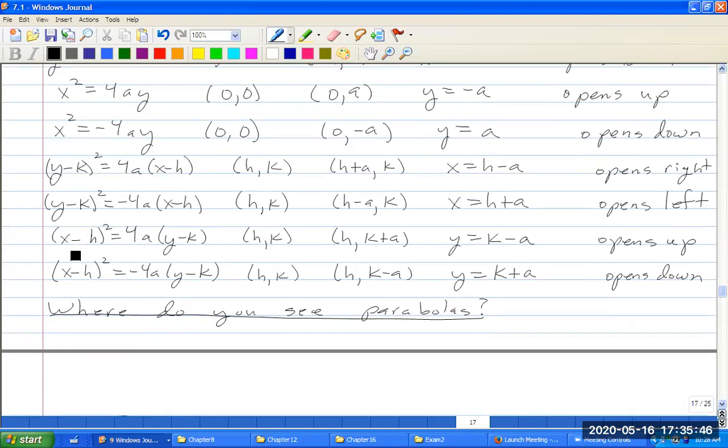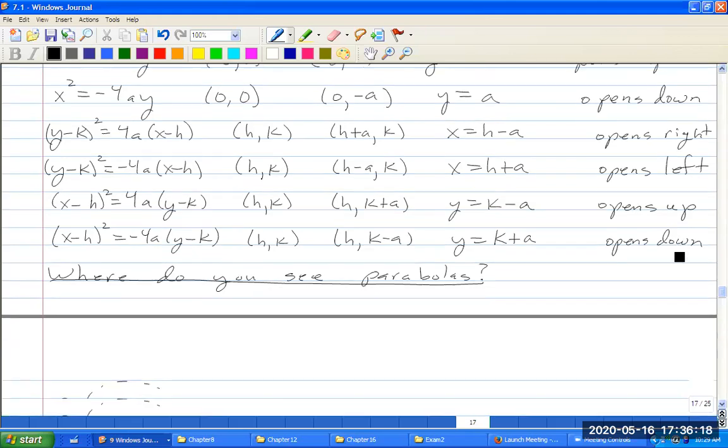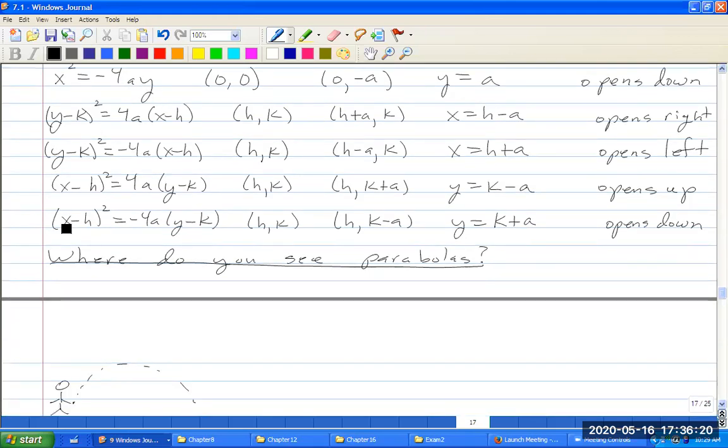Let's look at this one. And so let's translate this. So x minus h squared equaling 4a times y minus k. So this again will be at (h, k). This vertex, so the vertex will be at (h, k). The focus will be (h, k plus a). The directrix will be at y equaling k minus a.